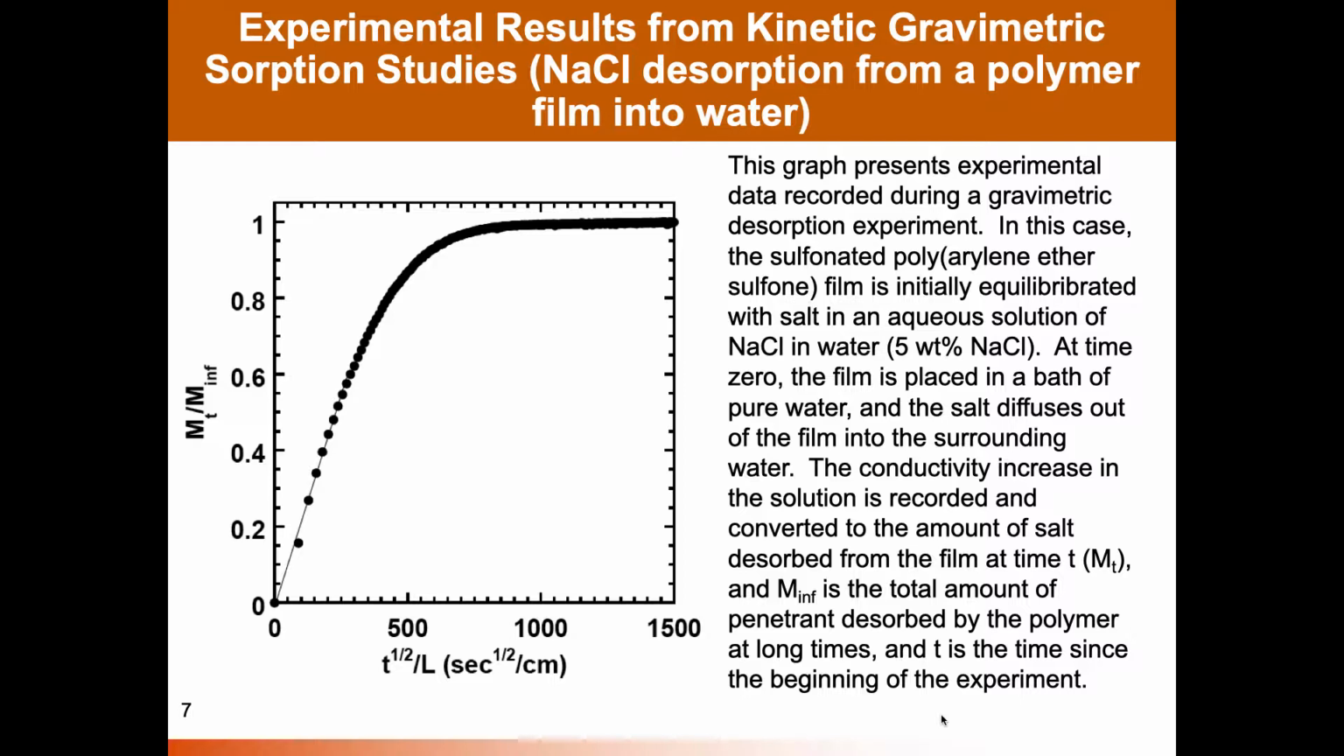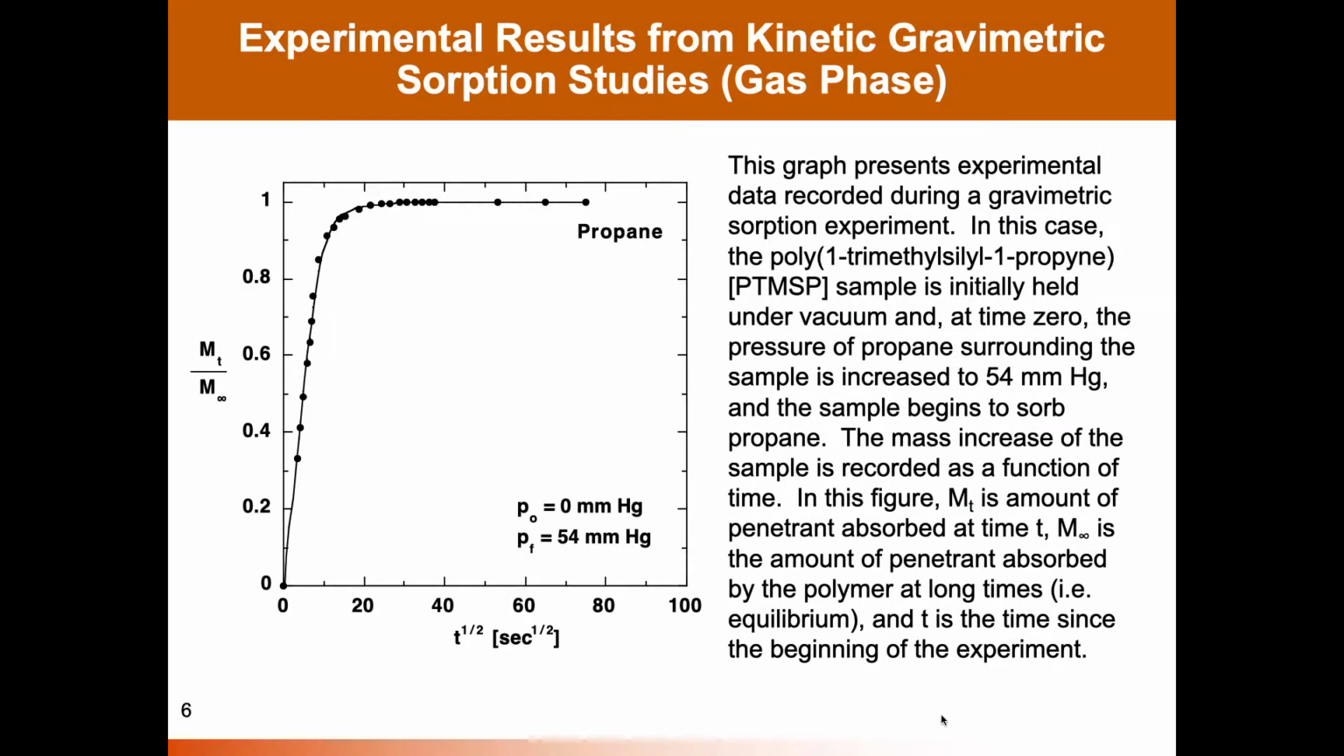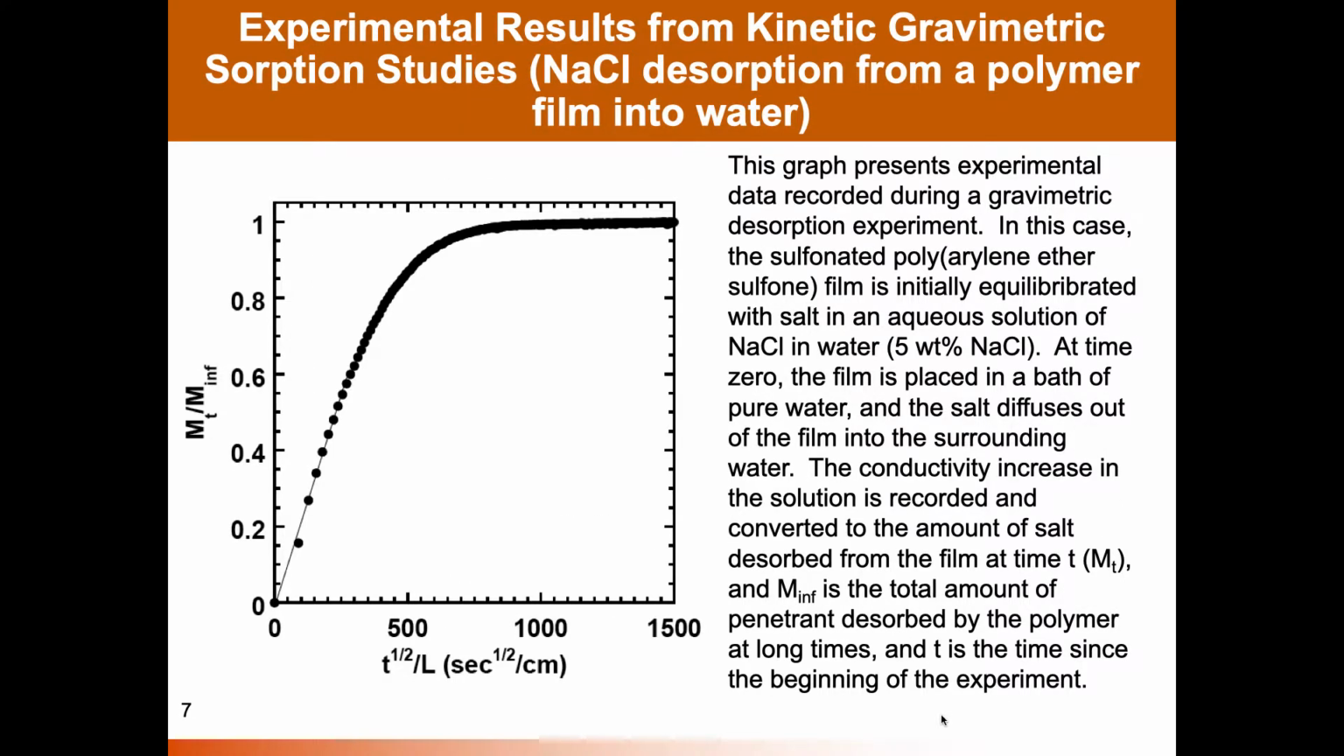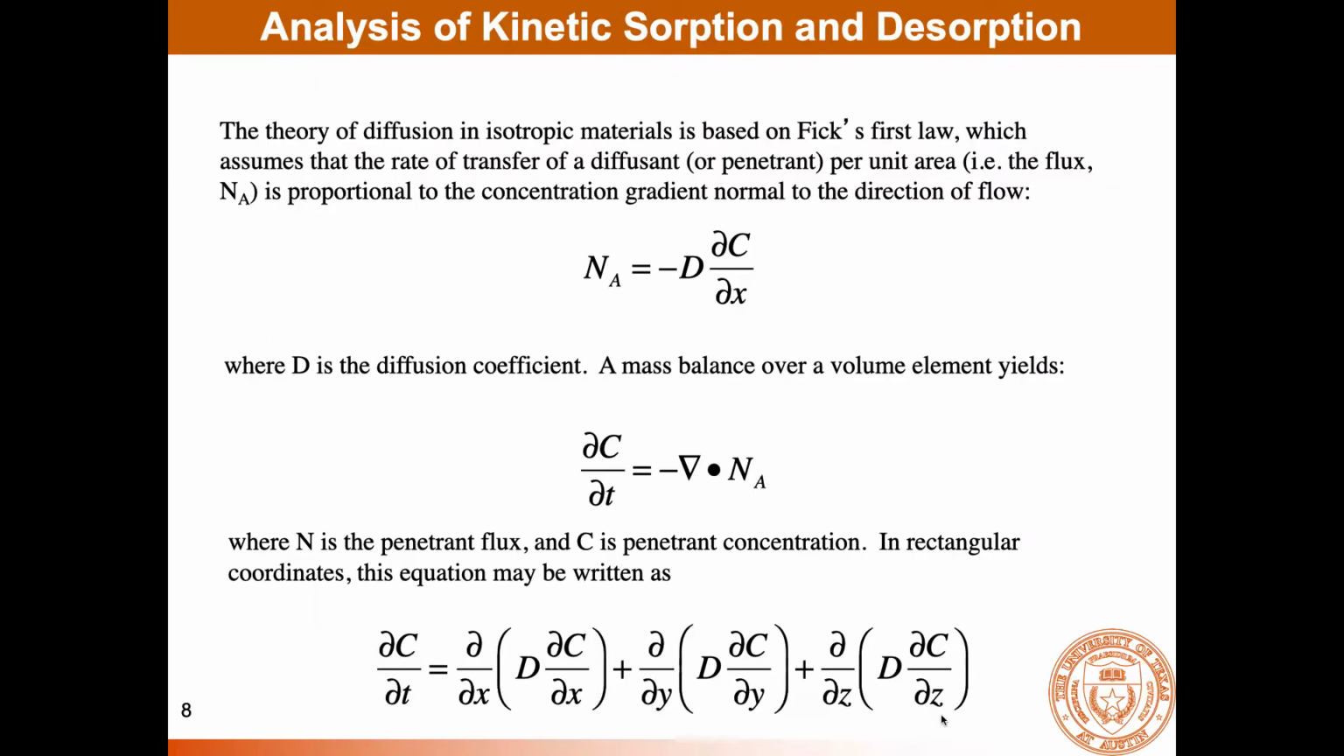which would correspond to the amount of penetrant that was dissolved in the polymer when it was equilibrated with the initial solution. But you can see that the results, whether they be gas or liquid, sorption or desorption, look qualitatively the same, and we're plotting them in the same way. Fractional mass change versus square root of time, or in this case, square root of time divided by the sample thickness. And that's not an accident. That comes directly out of the basic predictions of Fick's law.